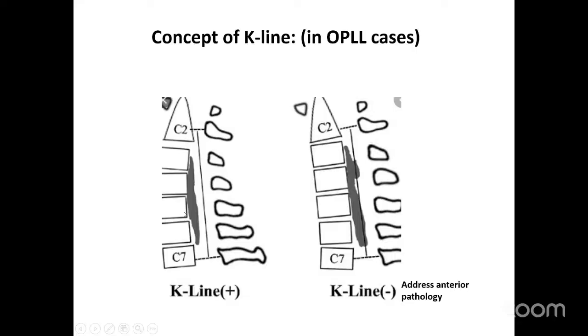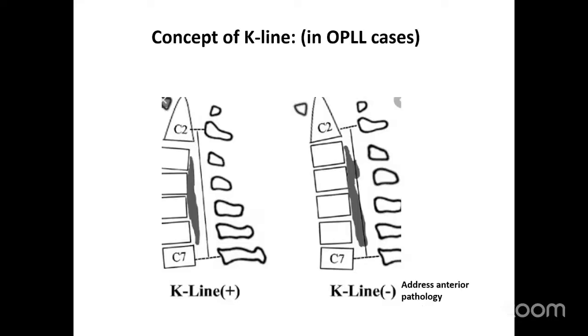Secondly, when the OPLL is anterior to the line drawn, or it doesn't touch the line, it is positive. It means lordosis is well maintained, preserved. You can go in from posterior. If K line is negative, that is, OPLL crosses the line, and when does it cross? It crosses only when there is kyphosis in the cervical spine. So you need to address it anteriorly.